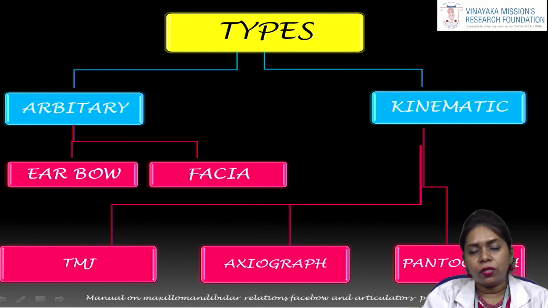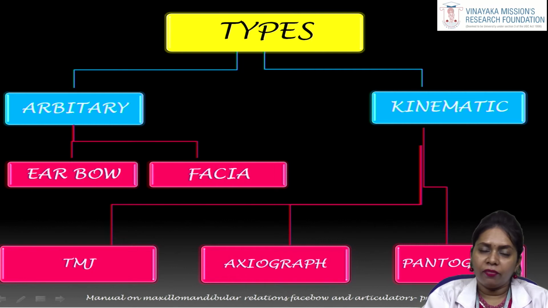Broadly, all face bows can be categorized as either arbitrary type or kinematic type based on what reference points they are using. The arbitrary face bows can further be divided into earpiece or fascia type of face bows, and the kinematic face bow can be divided into TMJ, axiograph and pantograph type of face bows.